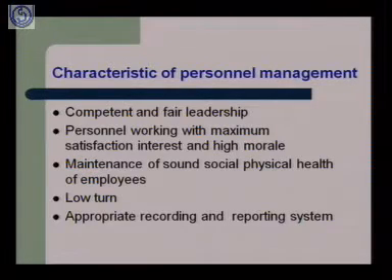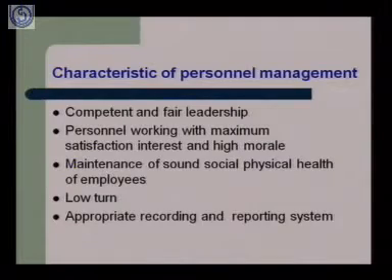Next, competent and fair leadership. Every department has a leader who tries to make the working environment smooth, and who helps and supervises the subordinates. That leadership should be competent and fair. It should not be biased, and no partiality should be there. In the nursing department, we usually do have a complaint like 'the nursing superintendent is partial, she is not listening to me.' That complaint should not be there, and it should be fair leadership.